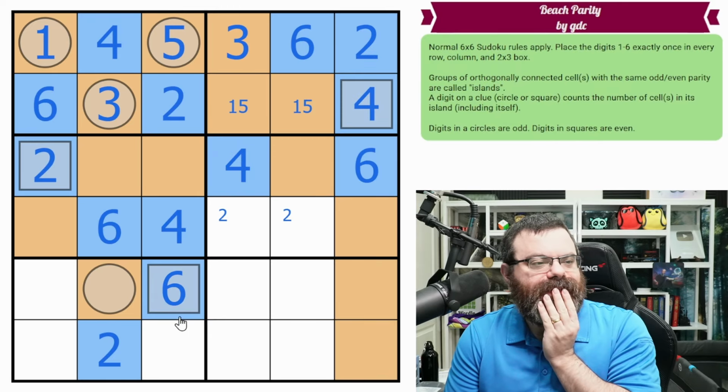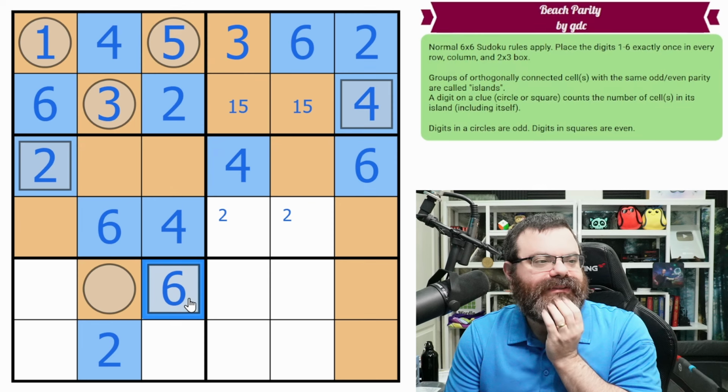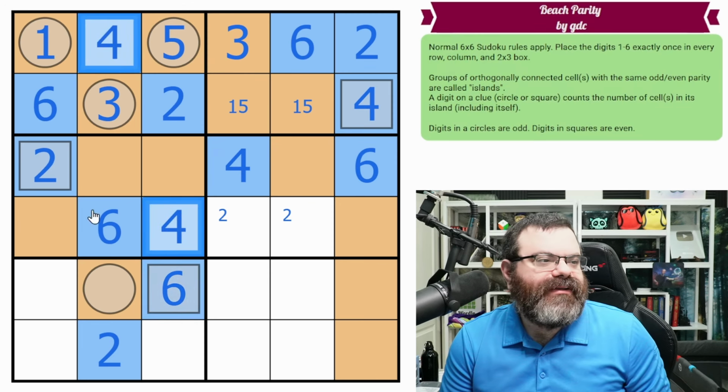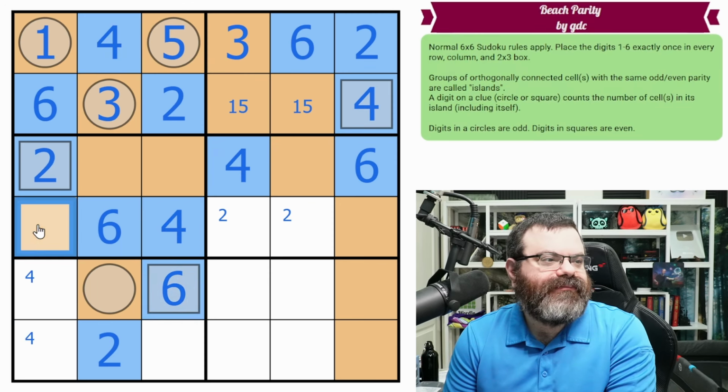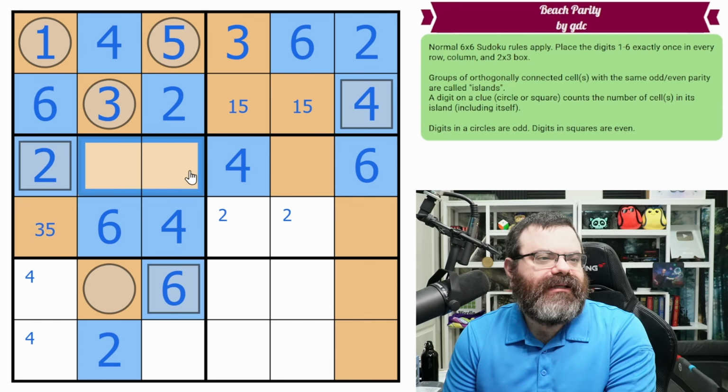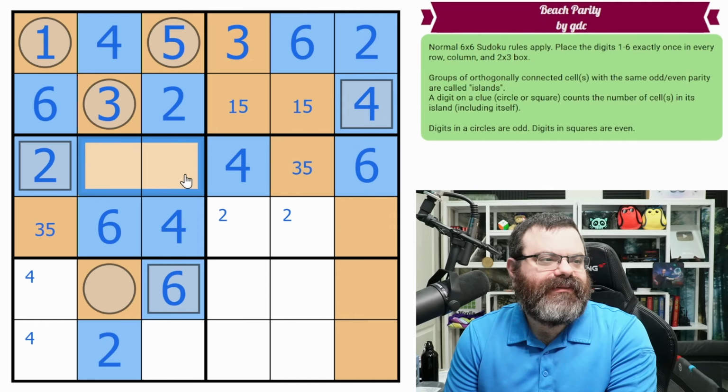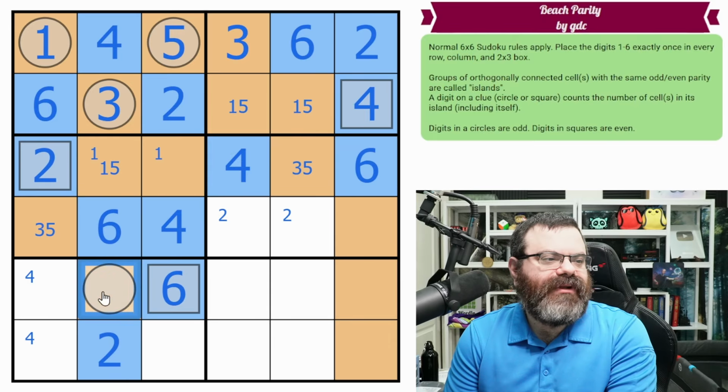Is there anything else I can? I think I have to think about this 6. Is there any Sudoku I can do? Let's see. 4 is down here. This is 3 or 5. So this is 3 or 5. The 1's in one of these. Oh, but this is just 1, 5 here.